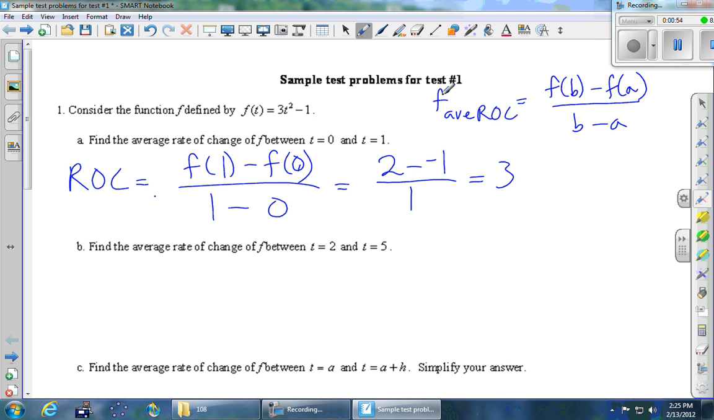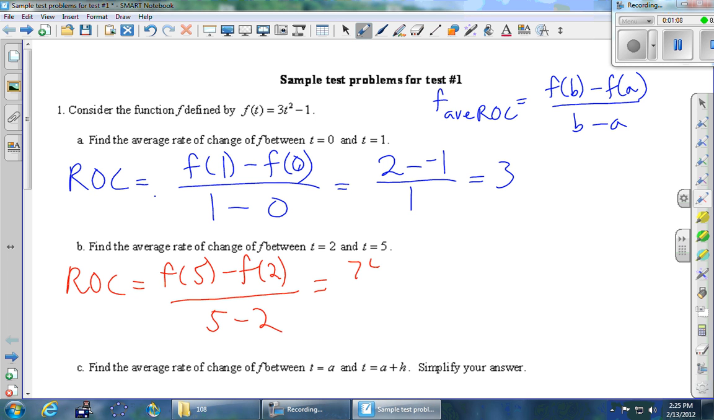Part B, find the average rate of change of f between t equals 2 and t equals 5. F of 5 minus f of 2 divided by 5 minus 2. F of 5 is 74. F of 2 is 11, divided by 3. 63 divided by 3. The rate of change here is 21.